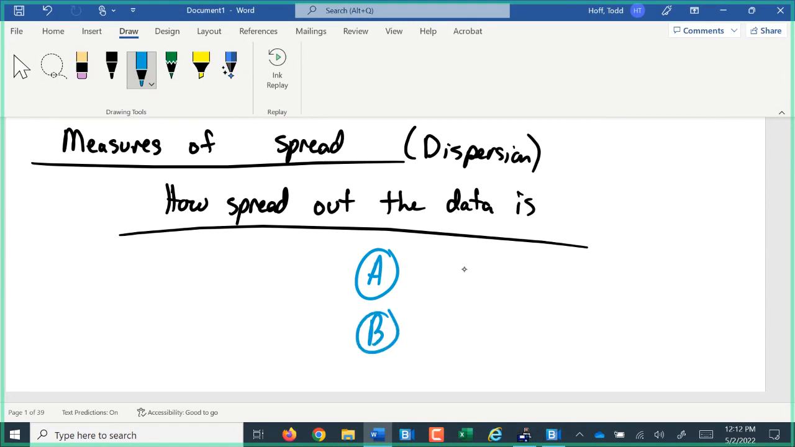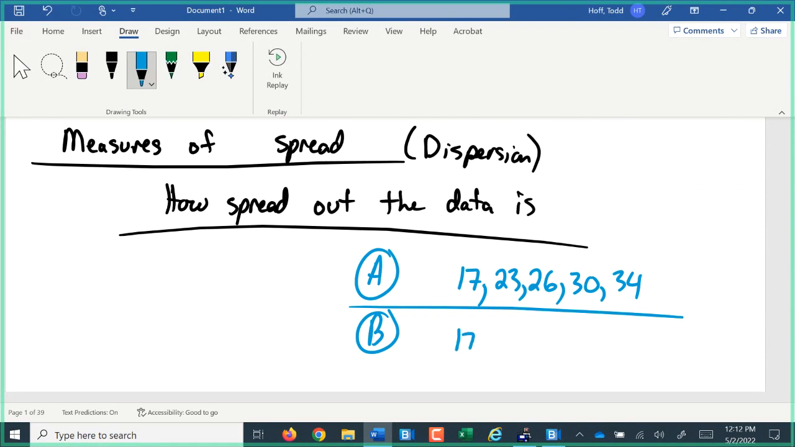Set A, and I'm just going to put the numbers in order again. We have 17, 23, 26, 30, and 34. There's my data set. Set B is going to be 17, 25, 26, 28, and 34.